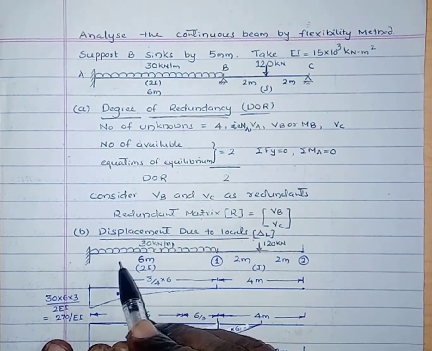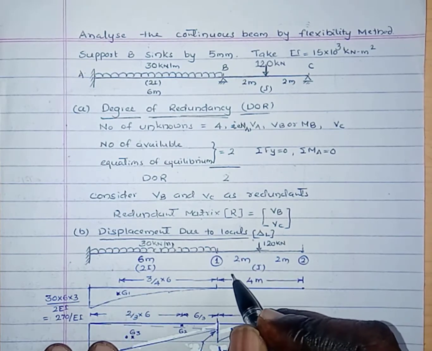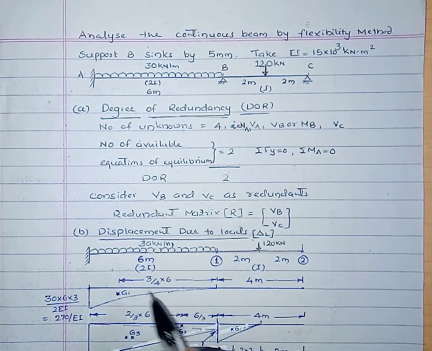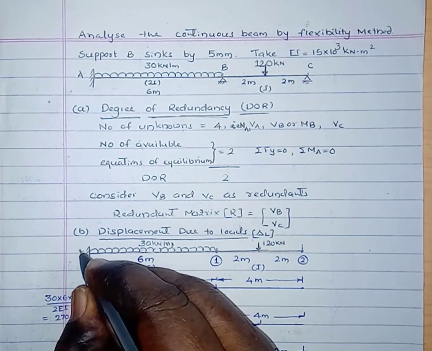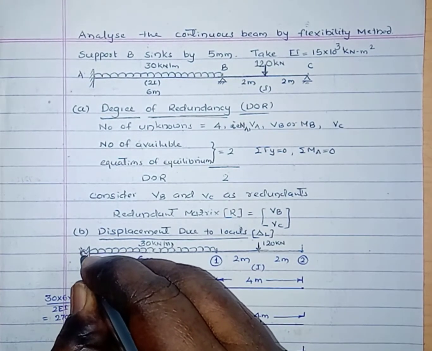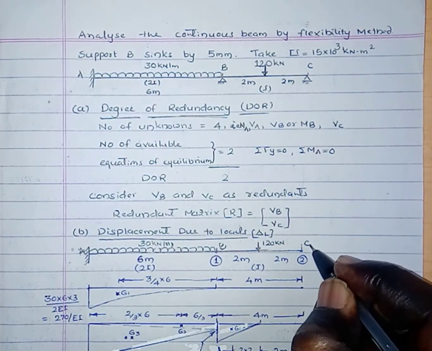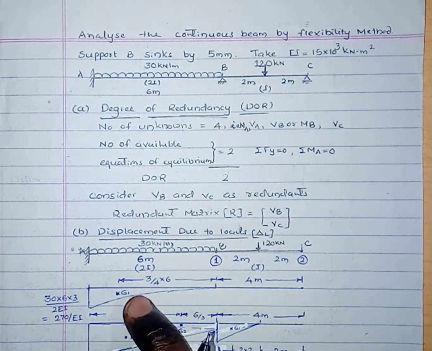This one is subjected to load, it will undergo deformation. Here the displacement due to the loads at coordinate 1 and 2, that we have to calculate. Here there are two different loads acting. This one is A, this one is B. A to B it is subjected to UDL, and B to C it is subjected to point load of 120 kilonewton. First we have to draw the bending moment diagram, then M by EI diagram by using the moment area method.